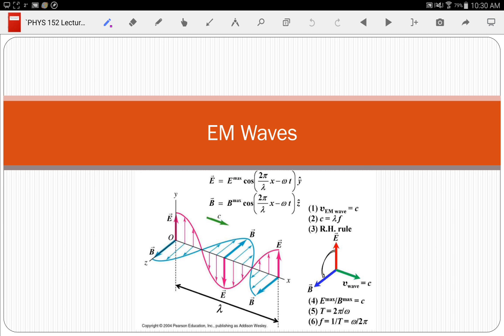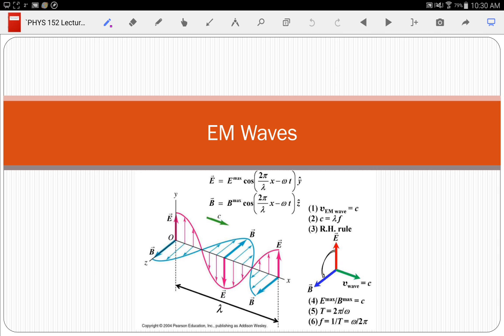Yeah, no Jaron. Okay, today we're going to learn about electromagnetic waves, or EM waves for short. Now this picture gives all of the functional information we really need for electromagnetic waves. So let me spend some time on this picture before we go into the theory of electromagnetic waves.